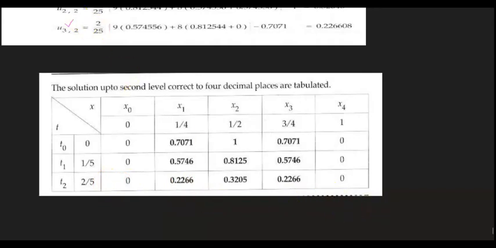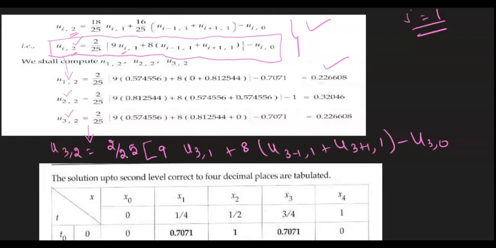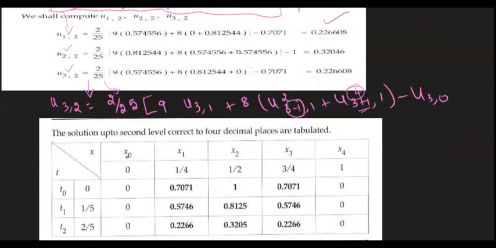So hope you understood. Just for reconfirmation, I have written the u of 3 comma 2 formula here. 2 by 25, 9 into, so here I is 3, u of 3 comma 1 I have written, plus 8 into, I is 3, right? So 3 minus 1, this will become 2, u of 2 comma 1. This will become 4, u of 4 comma 1. And then minus u of 3 comma 0. Just find these values, substitute, and solve this on your own. Thank you.